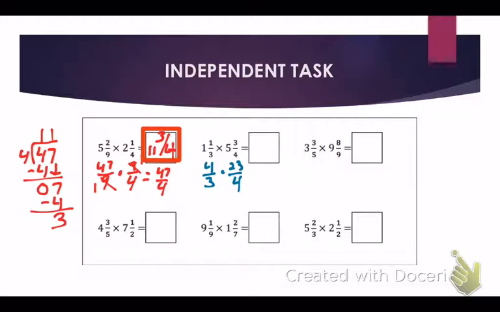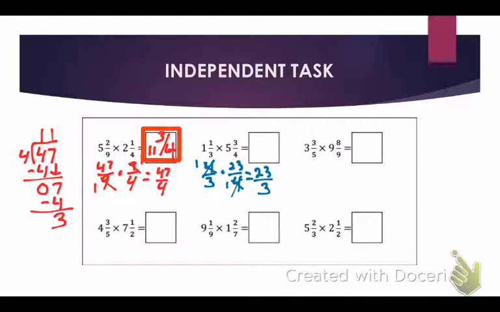Can I pre-simplify anything? Absolutely. 4 and 4. 4 goes into 4 one time. 4 goes into 4 one time. That's all I can do. 1 times 23 is 23 over 3. Unfortunately, that is an improper fraction. Guess what? I need to go ahead and divide that as well.